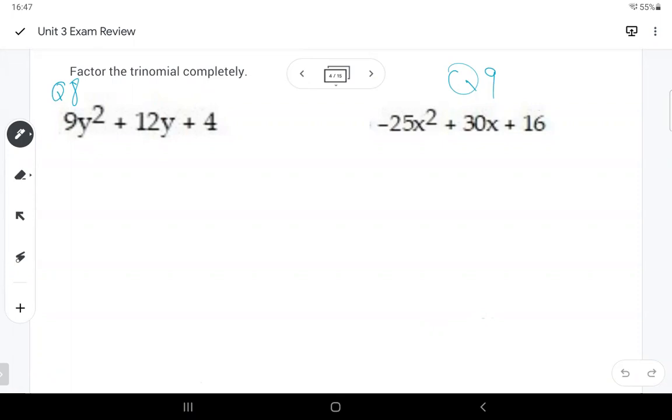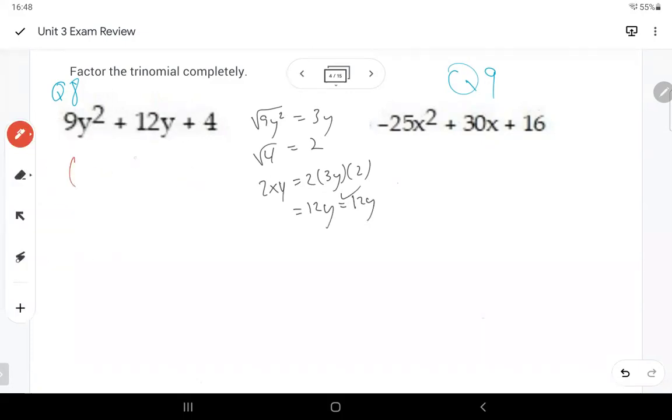We can pull out nothing. Okay, but we could do the check. So the square root of 9y squared is 3y. The square root of 4 is 2. And we have to check 2 times xy. So that would be 2 times 3y times 2. 2 times 2 is 4. 4 times 3 is 12. So we get 12y, and that does equal 12y. So we do have a perfect square trinomial.